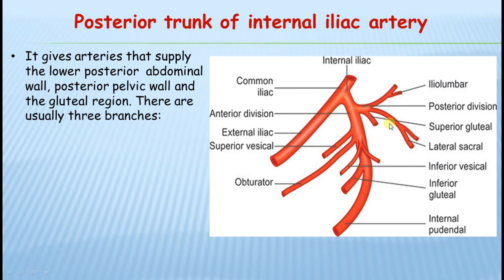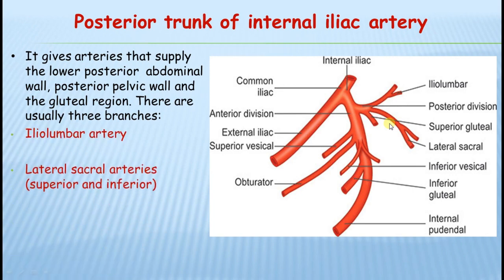So they mainly supply the abdominal wall muscles, posterior wall of the pelvis, and gluteal region. So they are not mostly visceral branches. They can be considered as the parietal branches, because the internal iliac artery branches, instead of dividing into anterior and posterior division, some authors prefer to divide it into visceral and parietal branches.